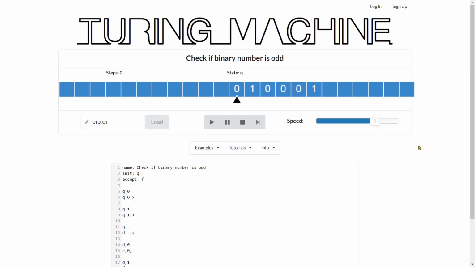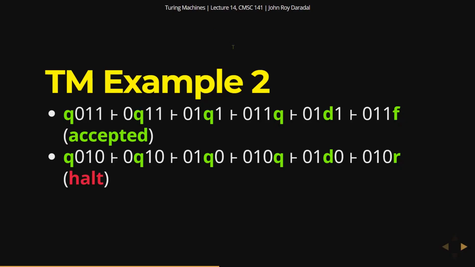Okay, so let's see that in action. For this one, it will just pass through everything, look for the end of the string, go back to the left, and then it sees a 1, so it's accepted. Now how about if it ends with a 0? Same thing, it passes through everything, looks for the end, goes back to the left, sees a 0, so it rejects, because this is even. Okay, so simple as that. Okay, next.